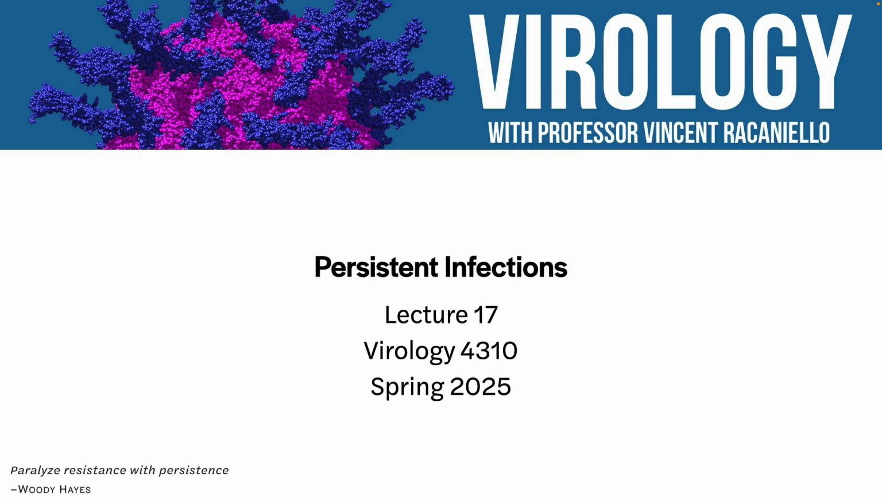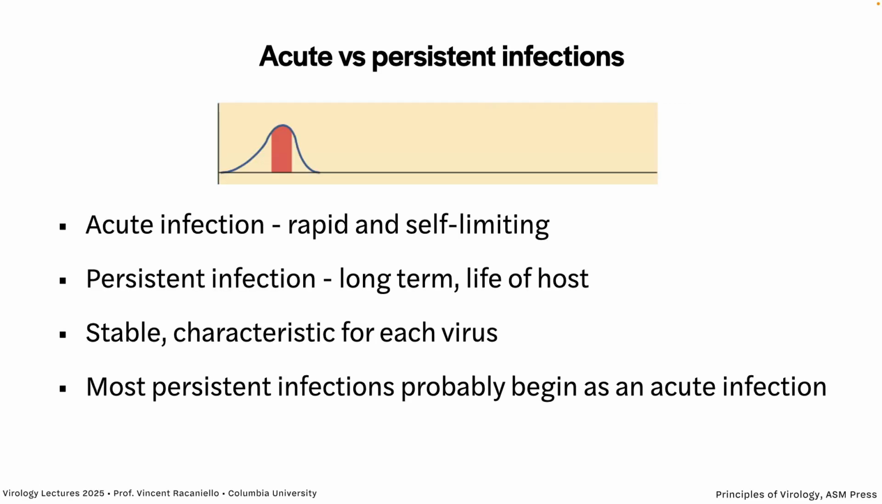Welcome back to Virology. Today we will talk about persistent infections, the kind that last your lifetime. You all have these viruses, or most of them, that we're going to talk about today, including me. So last time we talked about acute infections, rapid and self-limiting. In contrast, a persistent infection is long-term, the life of the host. So HIV/AIDS, for example, is a persistent infection. We will talk about that separately.